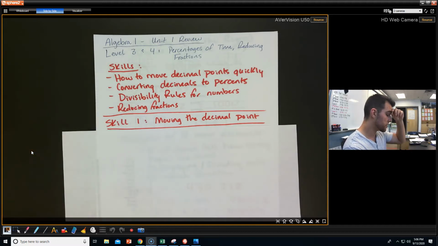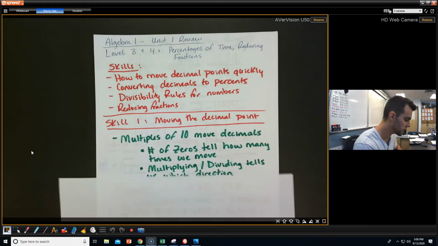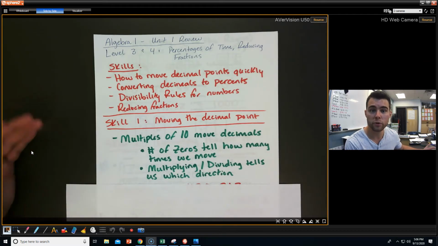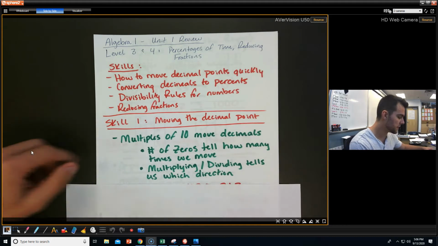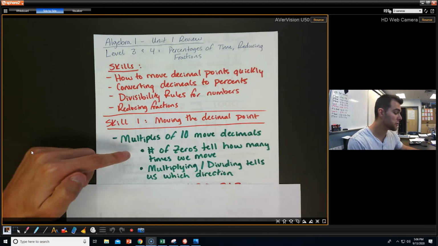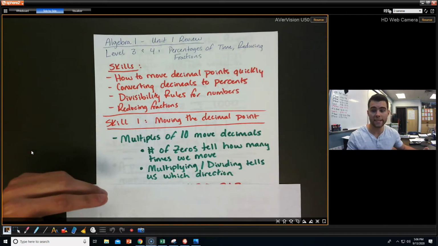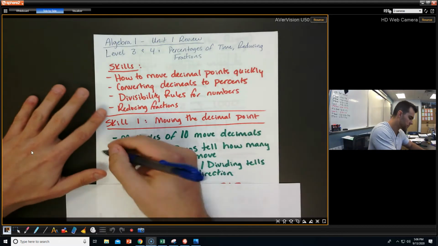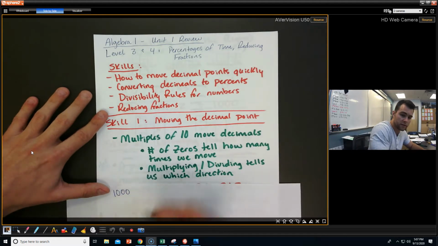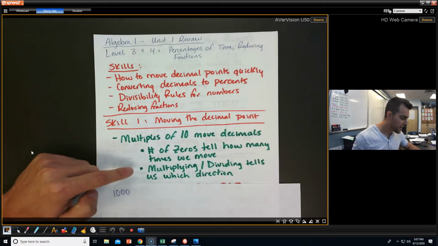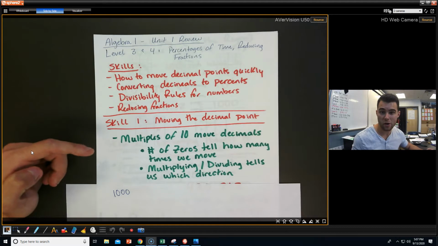So let's get going with skill number 1, moving the decimal point. You can have full control over moving your decimal point. All it is is multiples of 10. There are two things that determine it. The number of zeros tells you how many times we move our decimal point. For example, if I take the number 1000, I have 3 zeros, so I would move my decimal point 3 times. And multiplying or dividing tells us which direction.